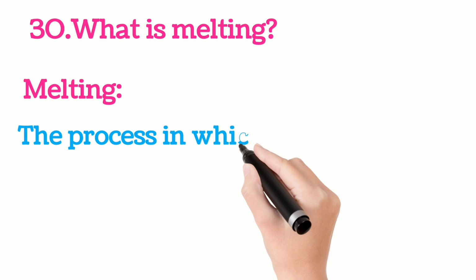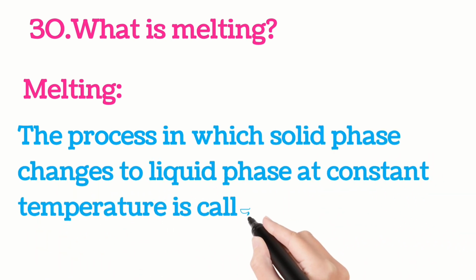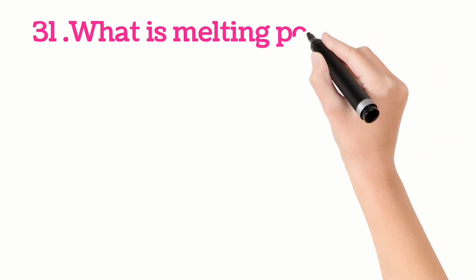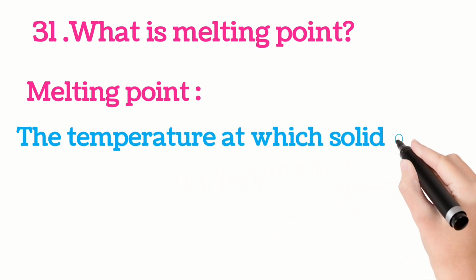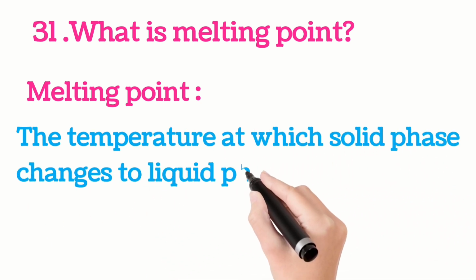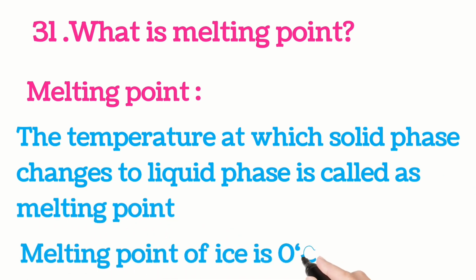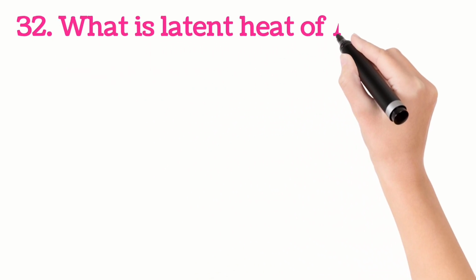What is melting? The process in which solid phase changes to liquid phase at constant temperature is called melting. What is melting point? The temperature at which solid phase changes to liquid phase is called melting point. Melting point of ice is 0 degrees Celsius or 273 K.